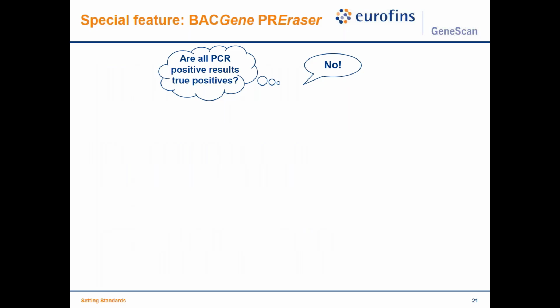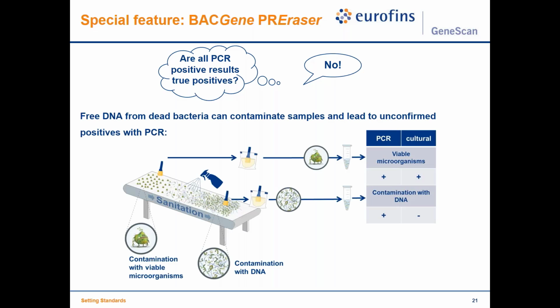Now for the special features, and I would like to spend a little bit of time here. The BACGene pre-RASER is something that we have certified with the kit, and there's always one question that comes up: are all PCR reactions actually true positives or not? And the clear statement to that is, well, it's an indication that there is something there, definitely, because you will not have any false amplification, but it's not a statement that you actually have something alive there. So the answer has to be no, not really.